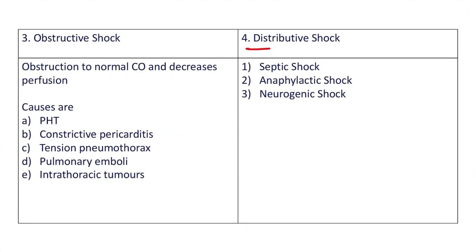Next type is the distributive shock. Here it can be septic shock, anaphylactic shock, or neurogenic shock. Septic shock is due to infection. There is toxin production which can lead to septic shock. Anaphylactic shock is generally in cases of allergic reactions. And in neurogenic shock, the vasomotor center, vasomotor tone, is generally depressed. So these are the types of shock.